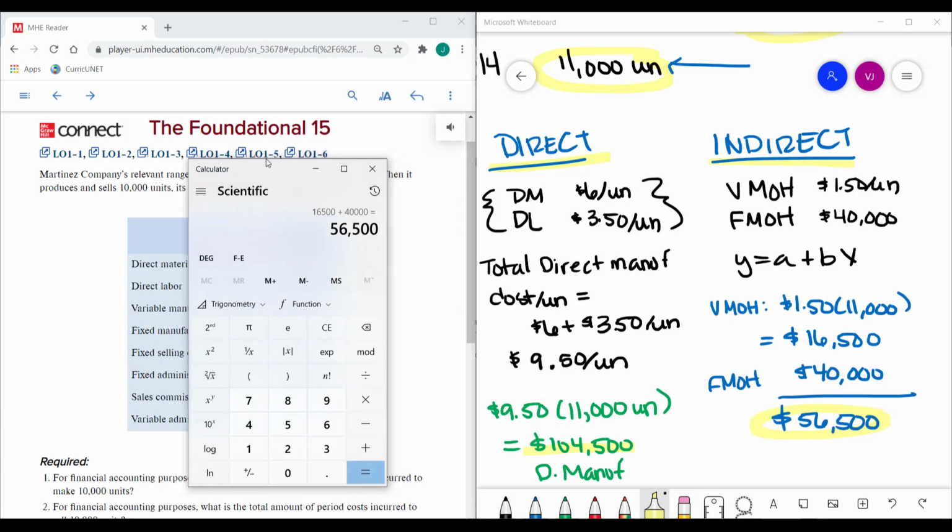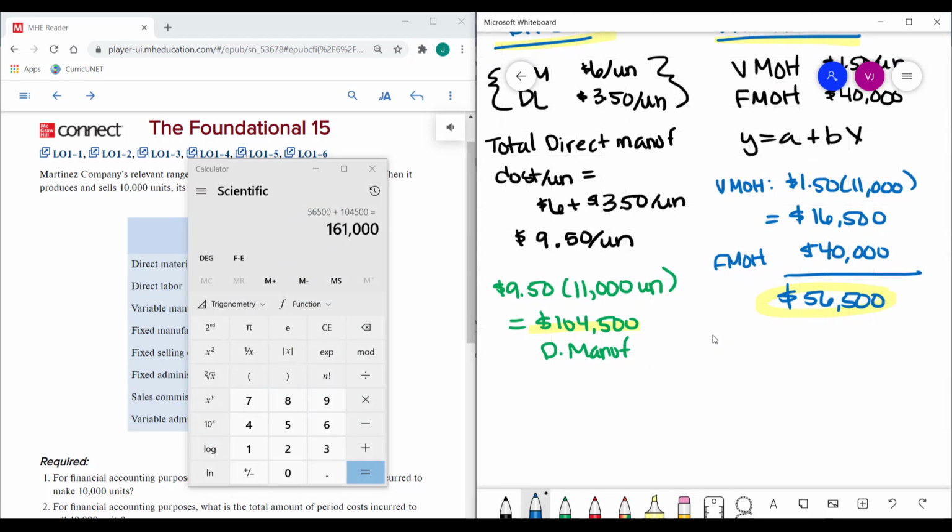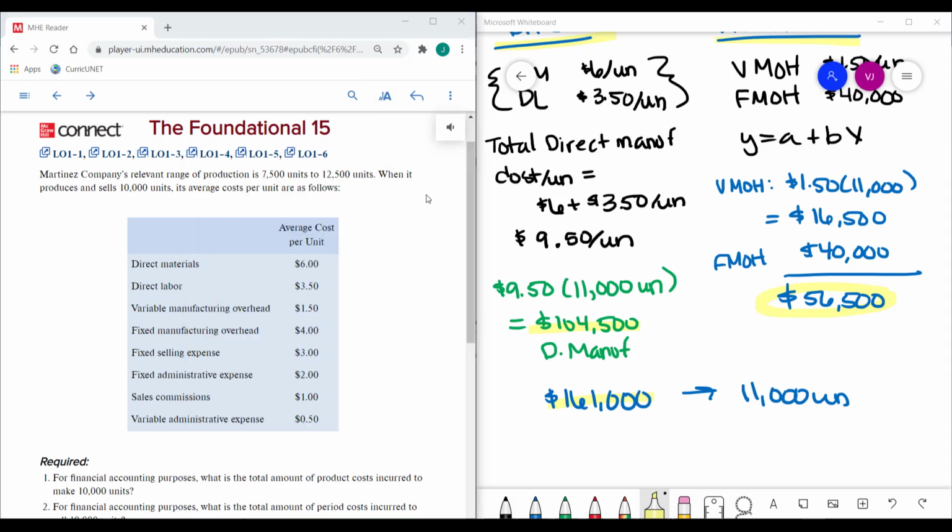So let's add those two together. When we add the direct and indirect manufacturing costs together, we get $161,000. So that means the cost of manufacturing those 11,000 units comes out to $161,000. But here the problem asked us to actually just break it down between the direct and indirect portions.